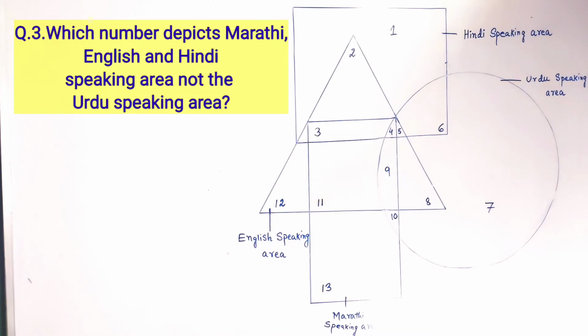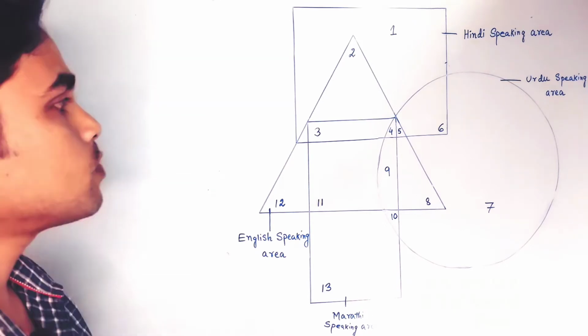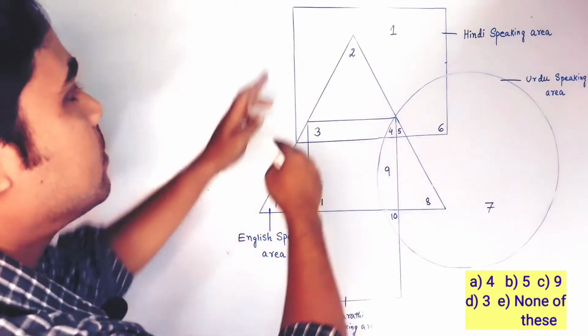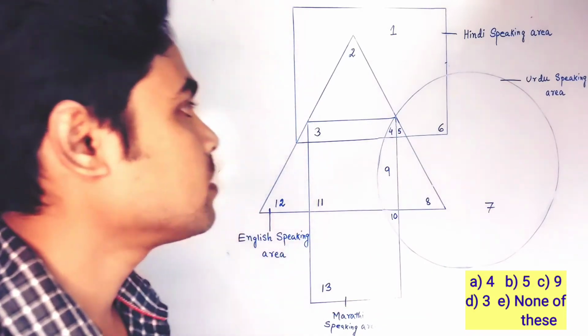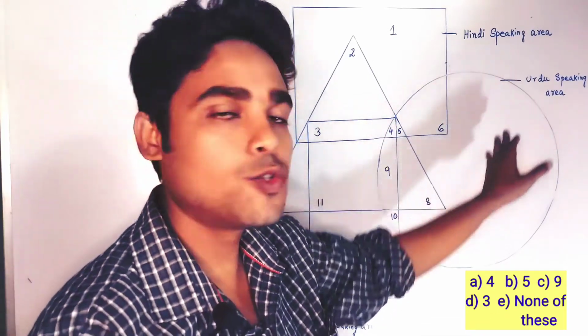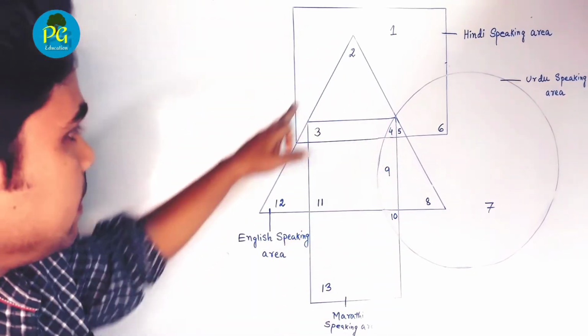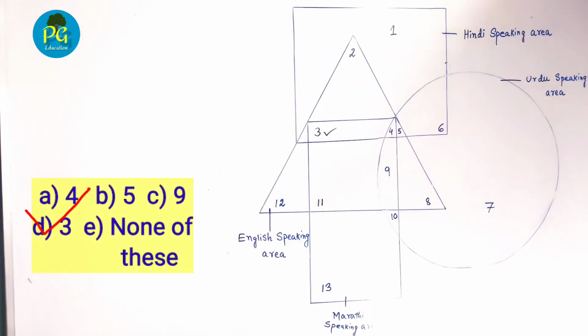Question number 3. Which number depicts Marathi, English and Hindi speaking area, not the Urdu speaking area? Options are A 4, B 5, C 9, D 3, E none of these. So here in this question we have to find out the number included in triangle, square and rectangle except in the circle, because circle is representing Urdu speaking area. 3 is included in rectangle, in the triangle as well as in the square. So option D is the correct option.